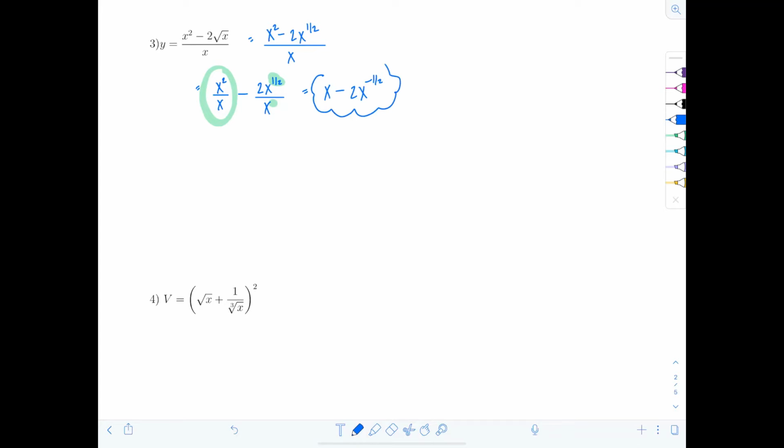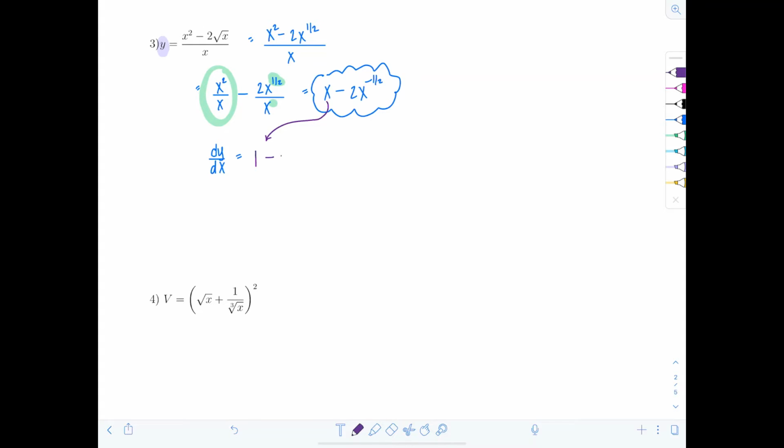Beautiful. Now this is in derivative friendly format, meaning it's ready to go. We can just differentiate term by term really easily. So let's see here, they gave me y equals, so you could write y prime or dy dx, it doesn't matter, unless they specify in the directions, okay? Then be obedient. So I'll just write dy dx equals, now derivative of x, that's just going to be 1.